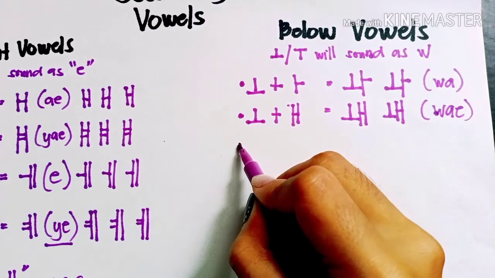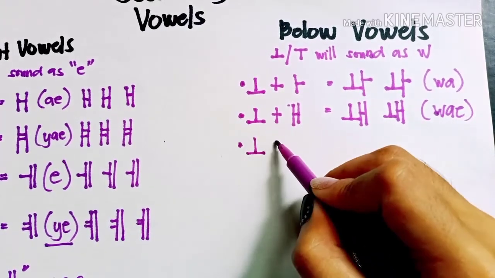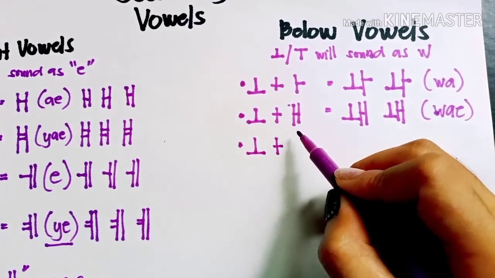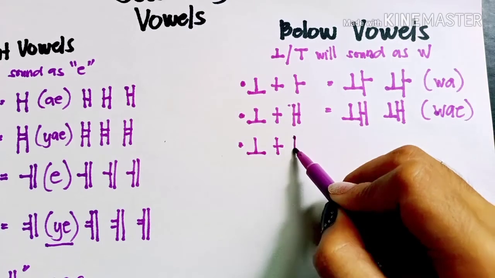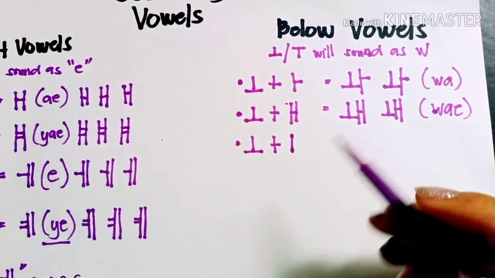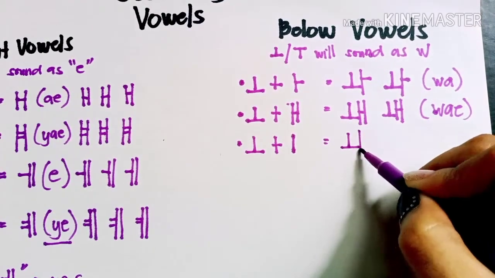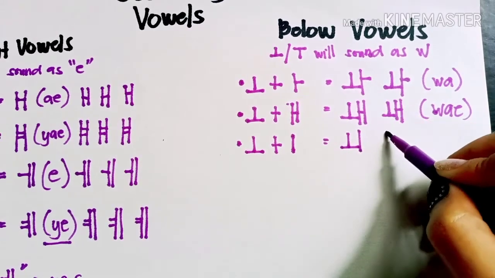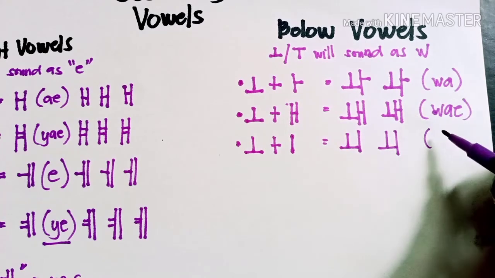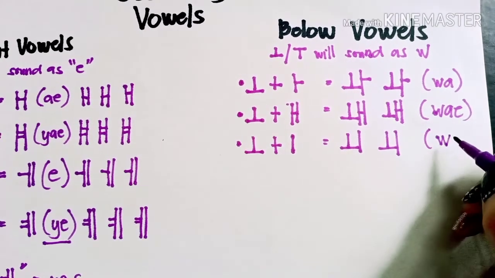Another is the combination of W plus E, or by our rule in right vowels, sound as E, it becomes We.